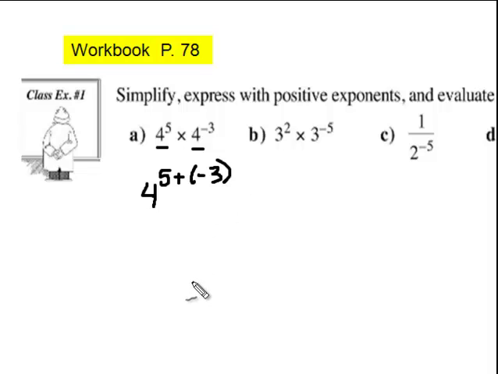Many of you won't have to write this work out, you can do this in your head, but the base is going to be 4 and the exponents are 5 plus negative 3. So plus a negative means subtract, so 5 plus negative 3 becomes 2. And that answer is a positive exponent, so I'm done there. They do also want us to evaluate it without using our calculator. So 4 squared is 4 times 4, and I know that's 16.